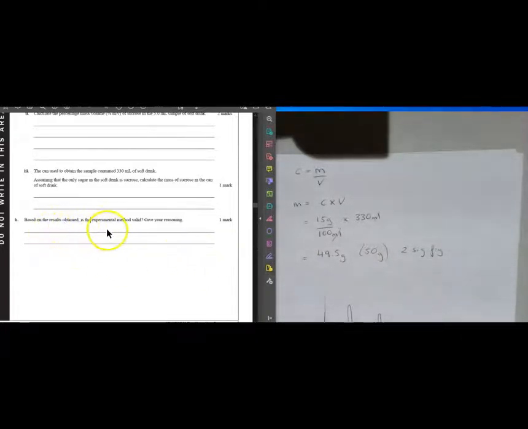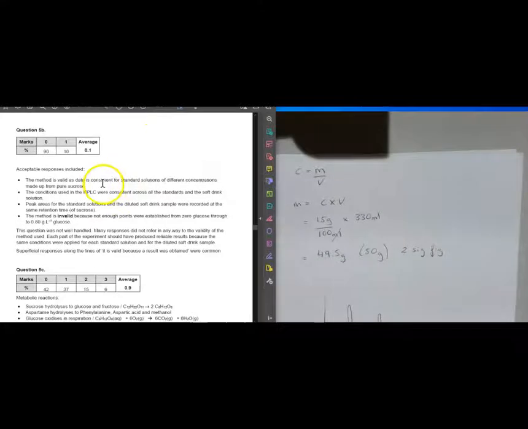Based on the results obtained, is the experimental method valid? So valid means, are you measuring what you think you're measuring? So if we looked at their answers, it's valid because the data is consistent for standard solutions of different concentrations made up from pure sucrose.